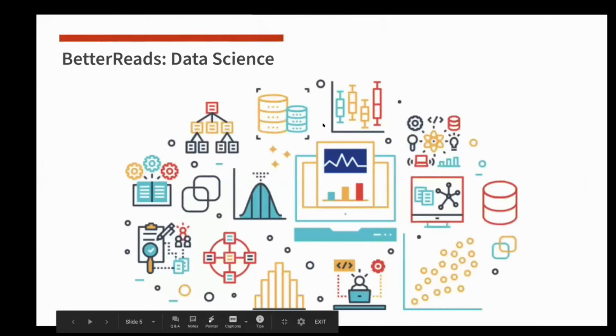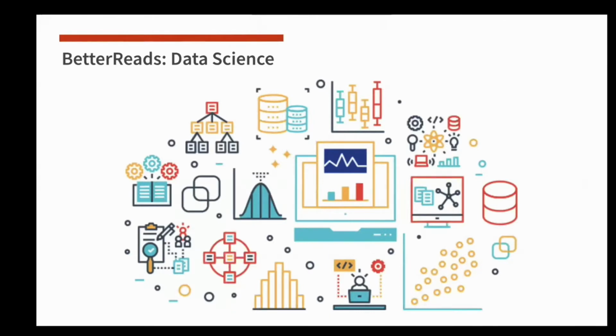Thanks, Carl and Cece. As demonstrated by the BetterReads iOS and web teams, one of the key features of BetterReads is to recommend new books to its users based on their prior reading history. So you've seen how it looks on the front end, but how does it work on the back end?